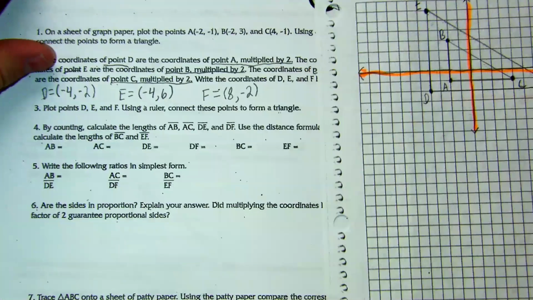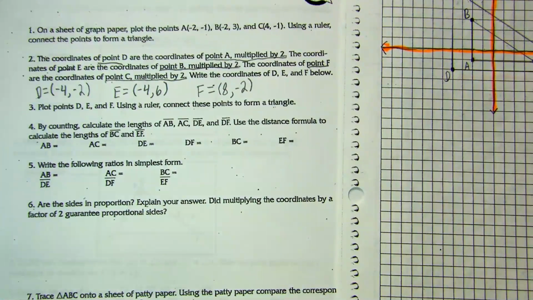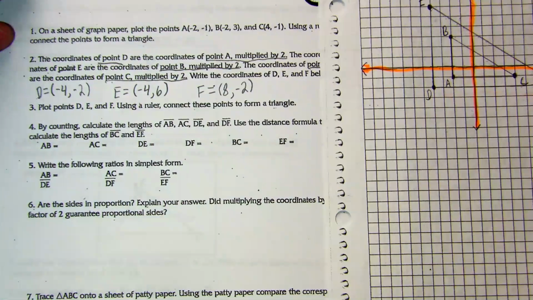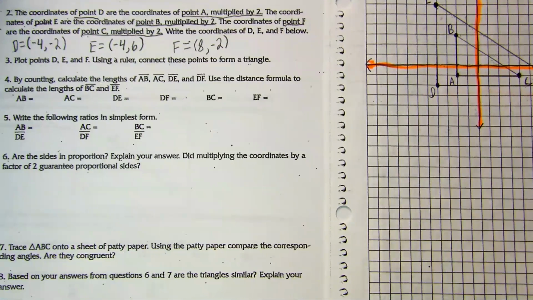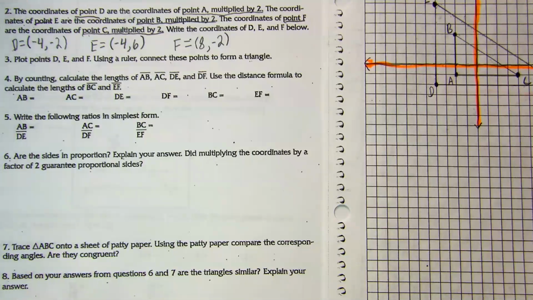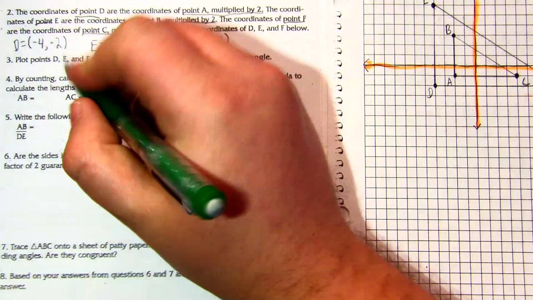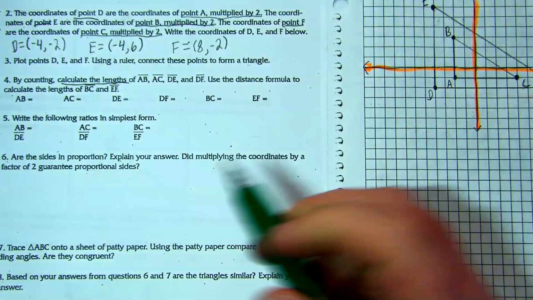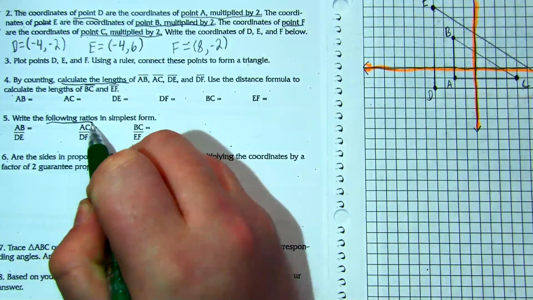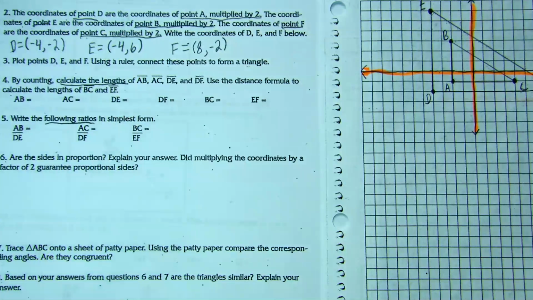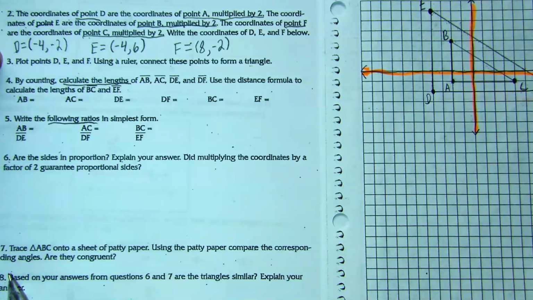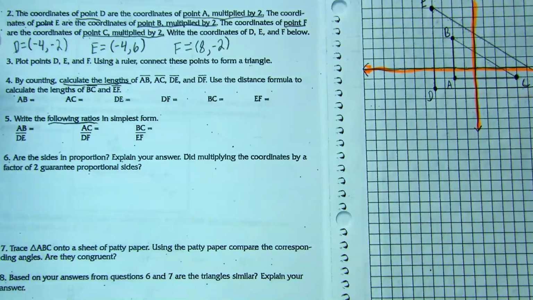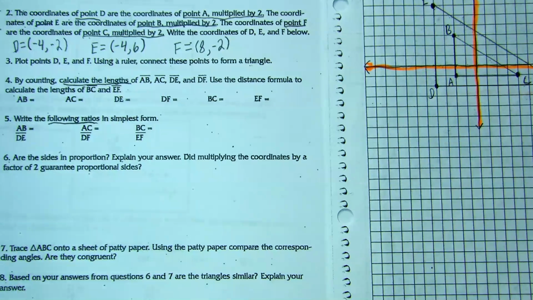Now that we've constructed the two triangles, the rest of the investigation is up to you to finish. We'll need you to calculate the lengths and then write the ratios. After you write the ratios, you can decide if the sides are in proportion. And then after comparing the angles, which is step 7, you can use that information to decide if the triangles are similar.